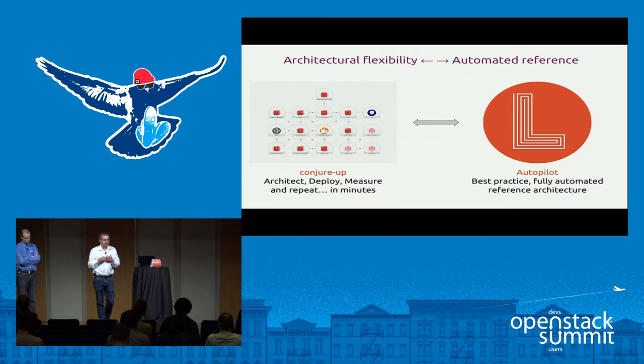But we also come with opinions, right? We work with some of the biggest customers that are running OpenStack today, in fact the biggest customers running OpenStack today, people like Walmart, Deutsche Telekom, and Box. And from working with those people, we get a lot of input and experience as to what is a sane, good architecture. What's going to provide us with availability and performance?